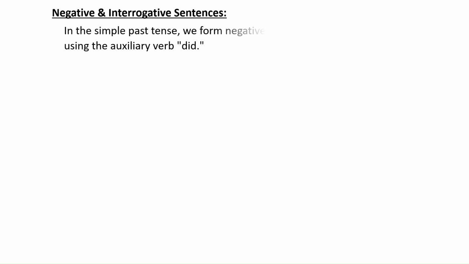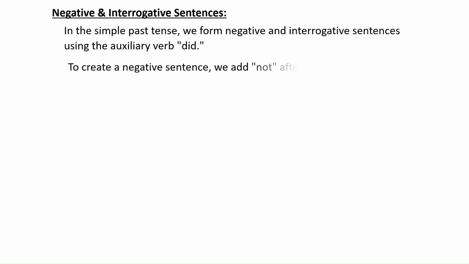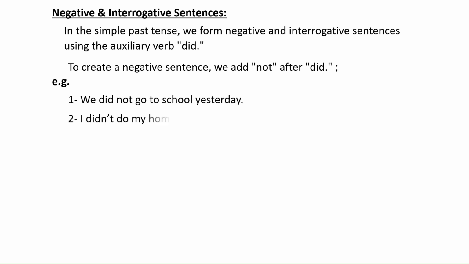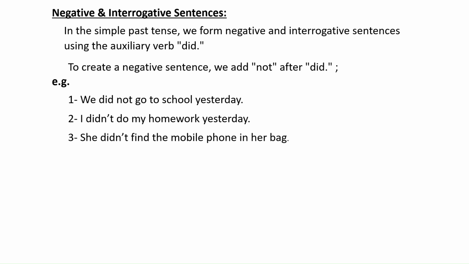Now let's talk about how to build negative and interrogative sentences in the past simple. In the simple past tense, we form negative and interrogative sentences using the auxiliary verb did. And to create a negative sentence, we add the word not after did. Examples: 1. We did not go to school yesterday. 2. I didn't do my homework yesterday. 3. She didn't find the mobile phone in her bag.